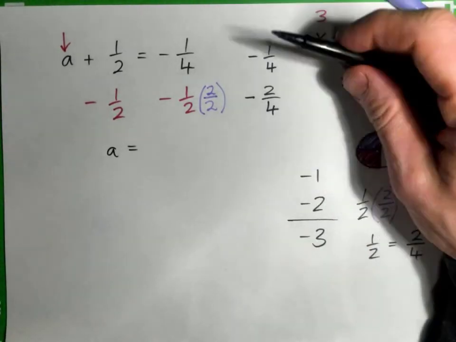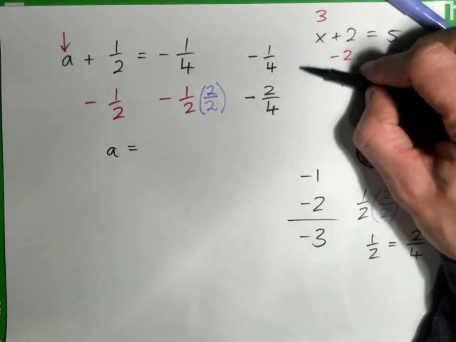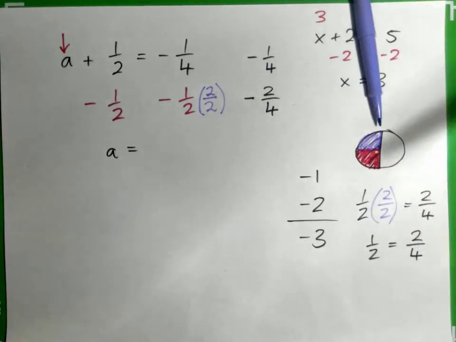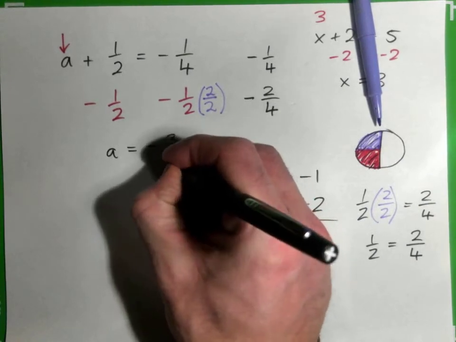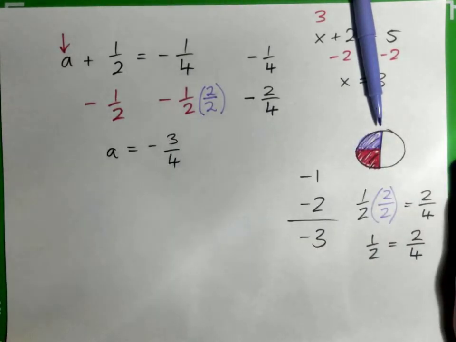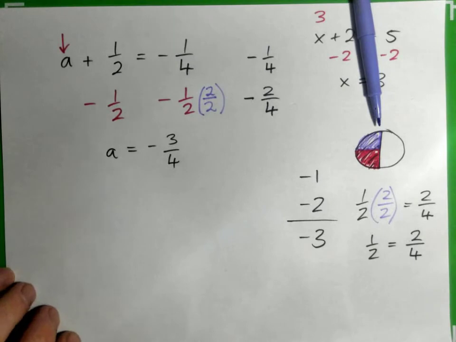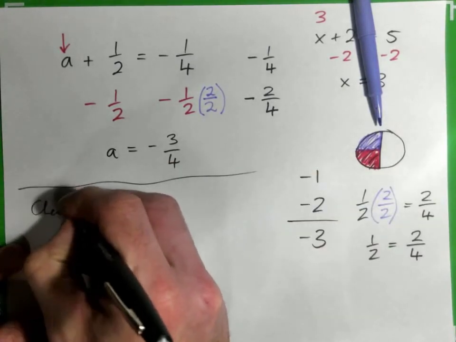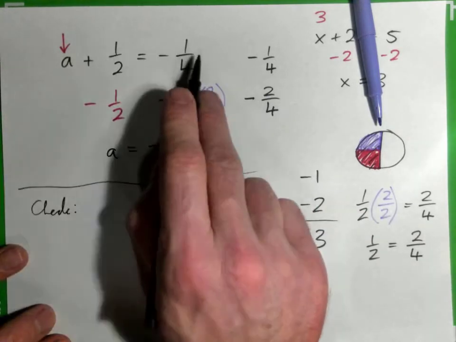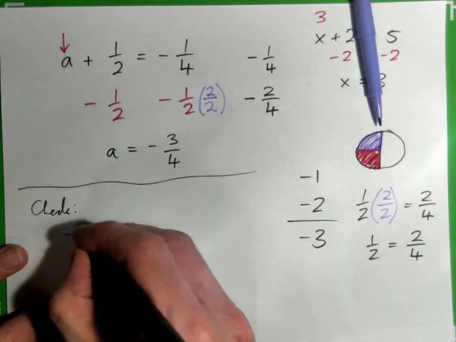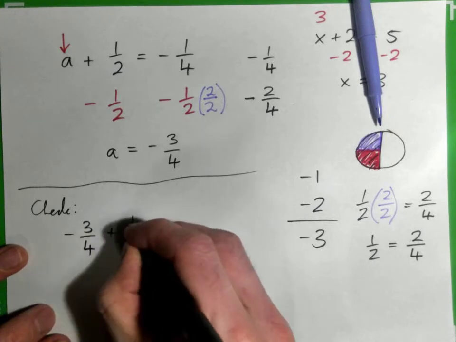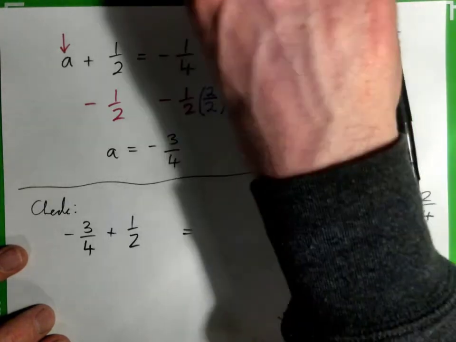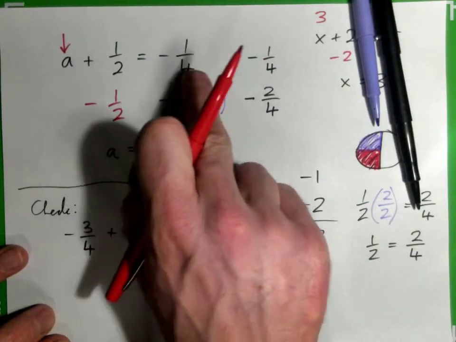Here I'm in debt by a quarter and I subtract 2/4. So what have I got now? Negative 3/4. Perfect. And that is the answer. A equals negative 3/4. And if we check it, a plus a half equals negative a quarter. That's like negative 3/4 plus 1/2 equals, right? We're trying to check if this makes negative a quarter, right?